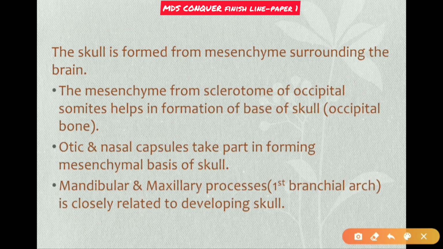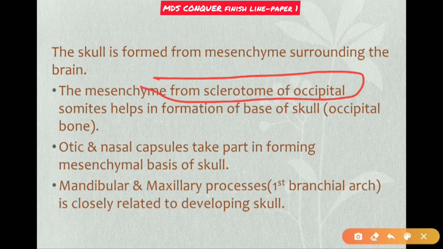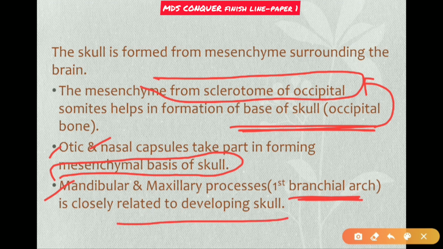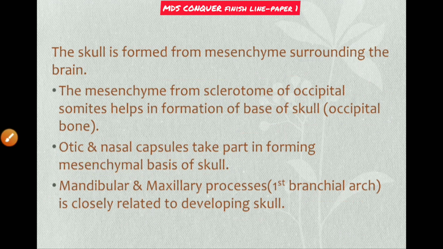So the skull is formed from the mesenchyme surrounding the brain, and this mesenchyme from the sclerotome of the occipital somites helps in the formation of the base of the skull. So the base of the skull is from the sclerotome, whereas otic and nasal capsules take part in forming the mesenchymal basis of the skull. And the mandibular and maxillary processes, which are related to the first branchial arch, are closely related to the developing skull.